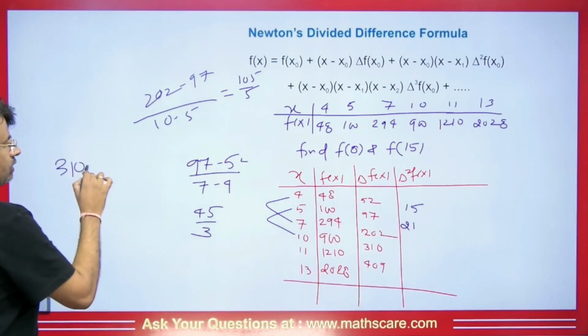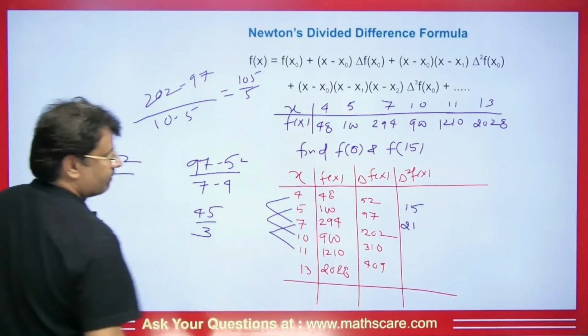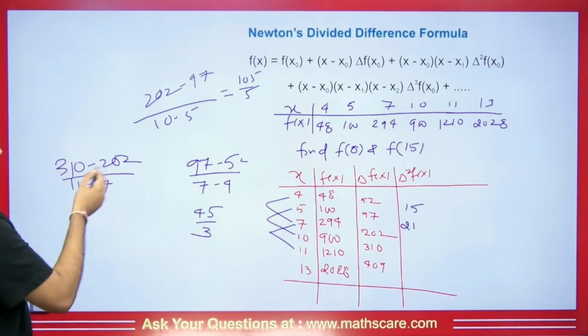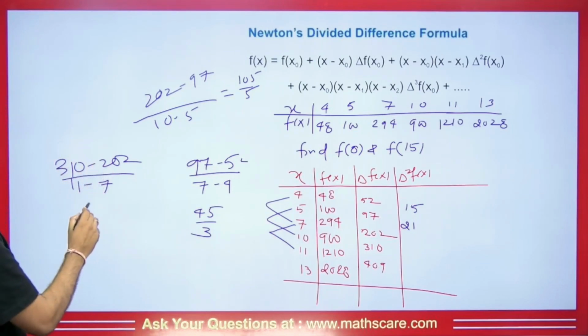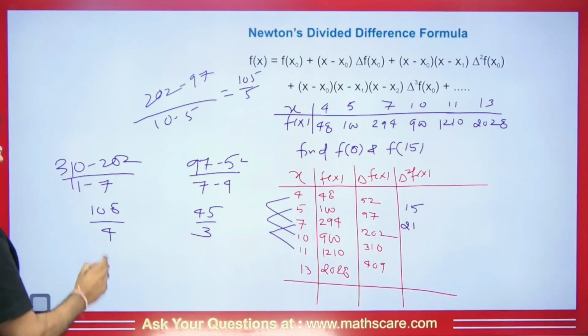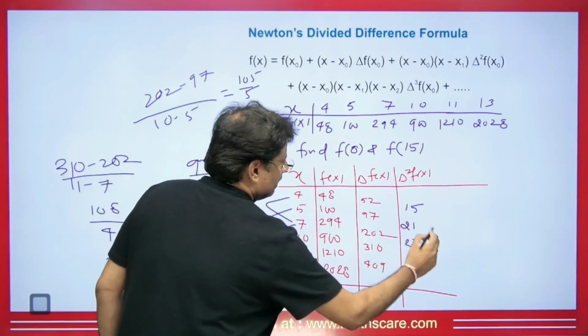It will come here as 310 minus 202 divided by, now we will see this, we will keep taking one difference, right? 11 minus 7 will come. So from here the value will be 108 divided by 4, right students? So from here we will have 27. Clear? You need to pay attention here.